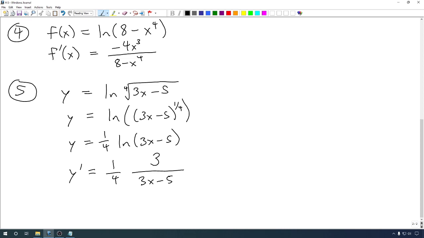The point here is don't forget the laws of exponents and logarithms. Using logarithm properties can actually simplify the things that you're trying to differentiate.